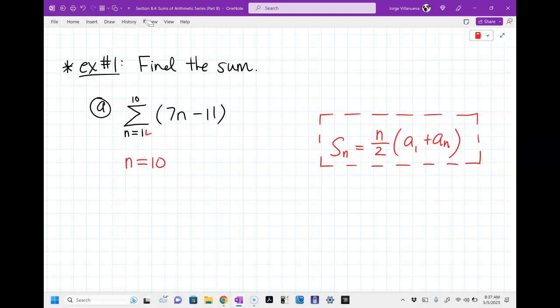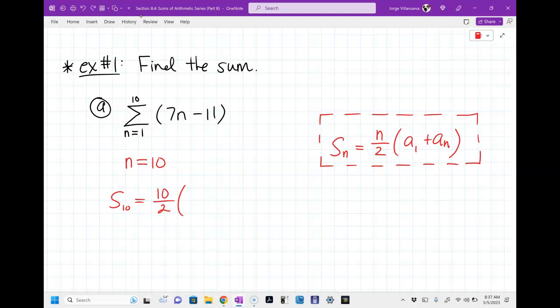So I'm going to write down my formula. S sub 10 is equal to 10 divided by 2. That's using the formula. Now I got to figure out my a sub 1. My a sub 1 means whatever the first number is that they want you to plug in, which would be right here, the 1. They want you to plug it in and solve. So here we go.